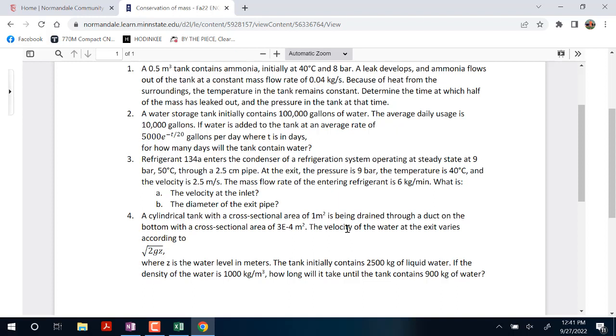So it tells you again what's the mass of the water that's in there to start, and how long will it take until the tank has a certain amount. You know that you can relate the height of the water to the mass because you have the cross-sectional area, so you can come up with the volume of the water and then multiply by the density. And so that's going to be the relationship, how we get between those two variables.